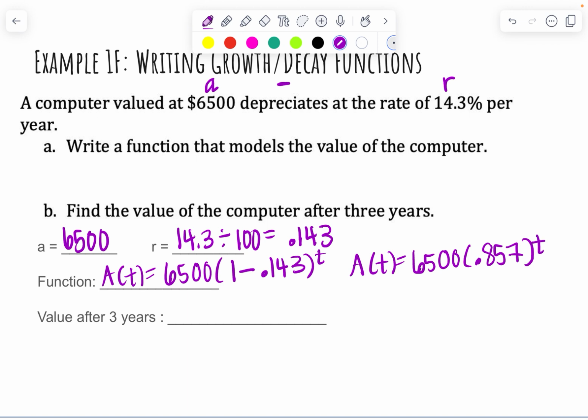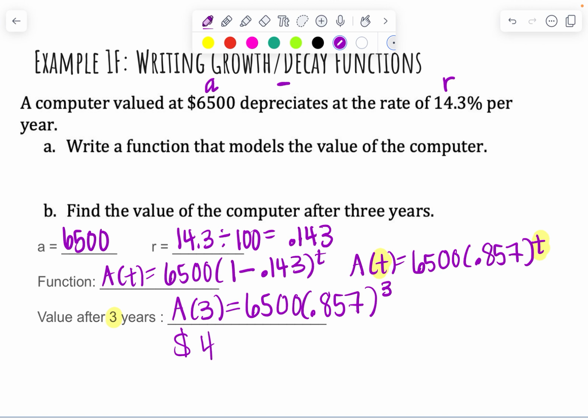So let's see how much this computer is worth after 3 years. Since it's depreciating, I know that my final answer should be smaller than 6,500. So I'm going to plug in 3 for my t. A of 3 is 6,500 times 0.857 to the power of 3. And if we put that in our calculator, we would figure out that the value of the computer is $4,091.25.